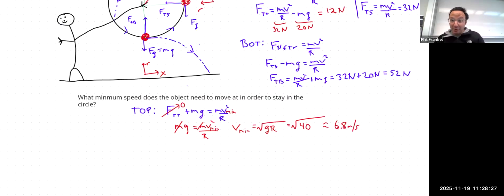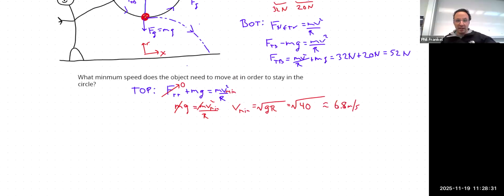If the object moves faster than that, it's all good. The tension force just won't be zero anymore, and the tension force will pull down to ensure the object stays in the circle. At 6.8 meters per second, the string is not doing anything. Gravity alone is pulling down at the top, making it go in a circle. But if the object moves slower than 6.8 meters per second, it will plummet out of the circle.